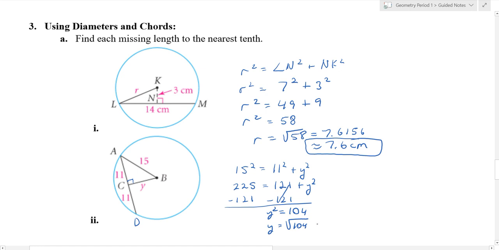And that gives me that this equals 10.198. So to the nearest tenth, this comes out to be approximately equal to 10.2. And we are not given units on this, so we just leave it at that, or we can say 10.2 units. Since we're dealing with lengths, if the unit is not specified, we just put units, 10.2 units. All right, that is that one problem.